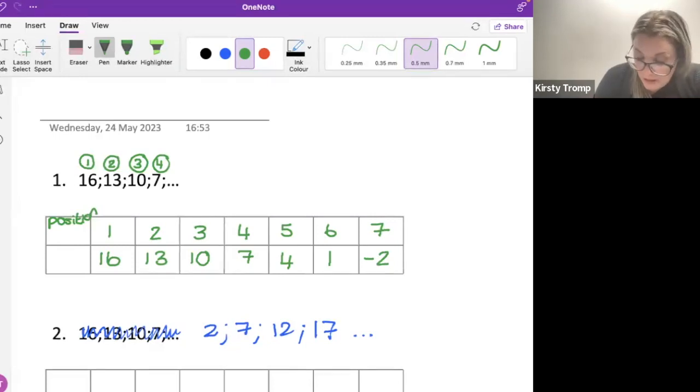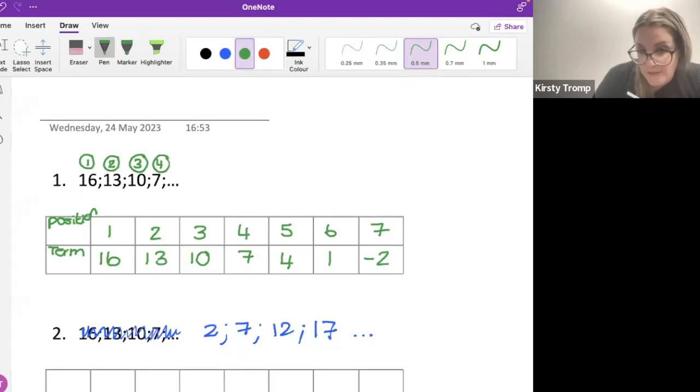So this is my position, position 1, position 2, position 3, position 4, position 5, and this here is my term. The numbers on the top tell me what my position is. My numbers on the bottom tell me what my term is.